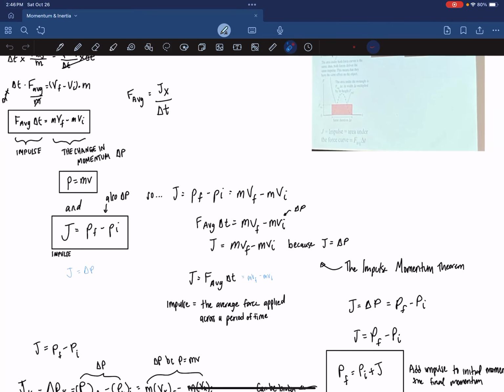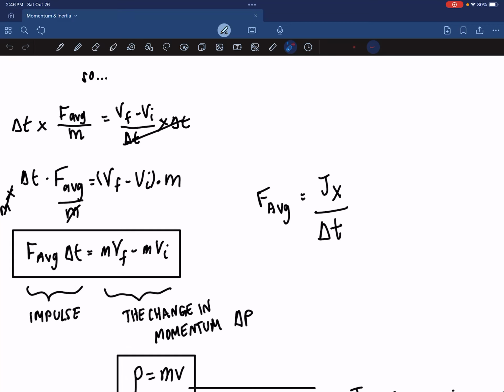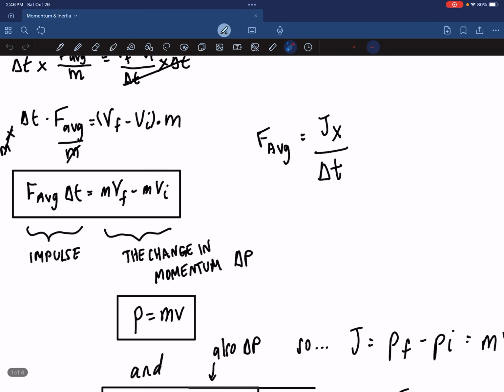So that is what you need to know for the very beginning of momentum. And I think it also will help you visualize how things like mass and velocity equal momentum and how you can use that to find things like impulse.